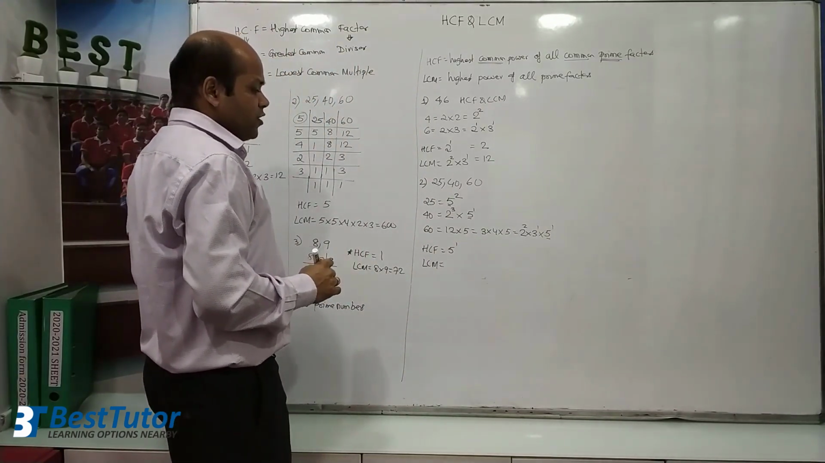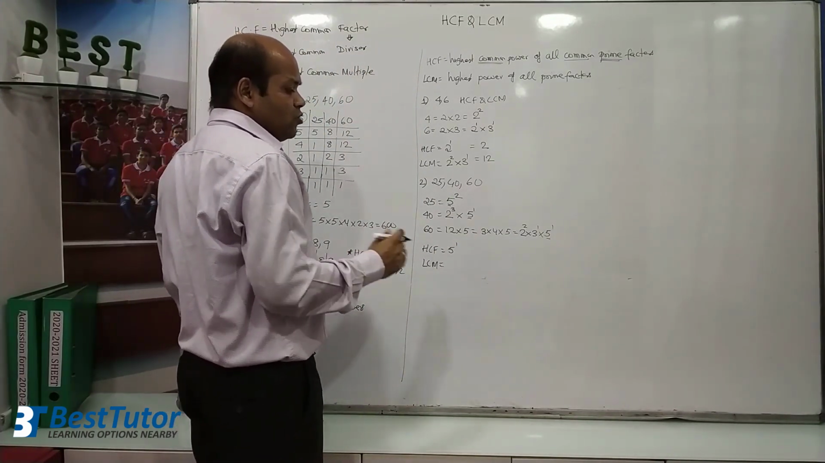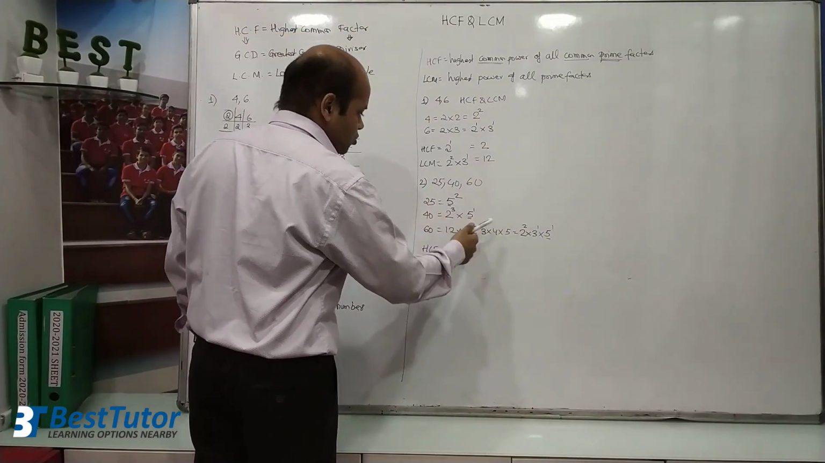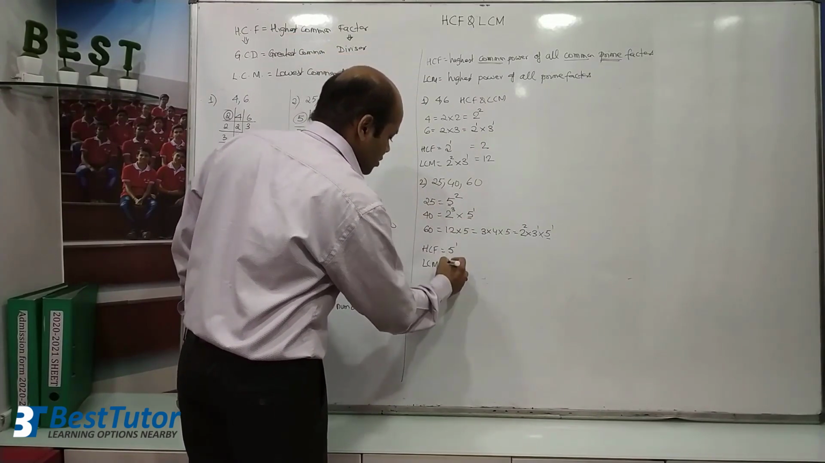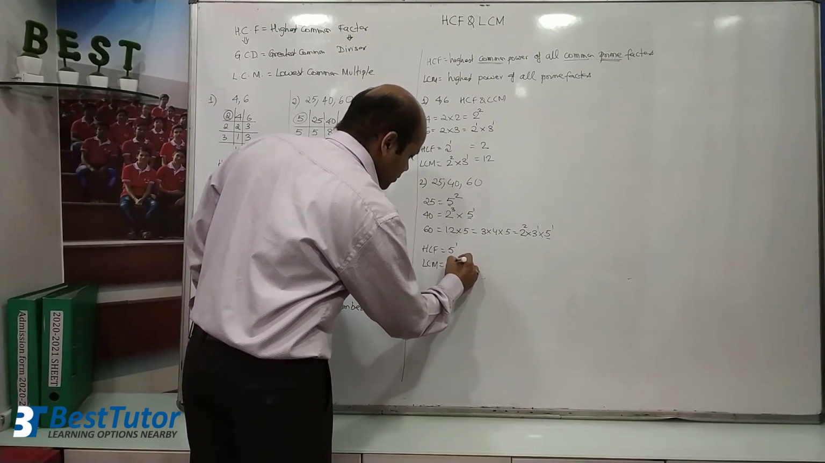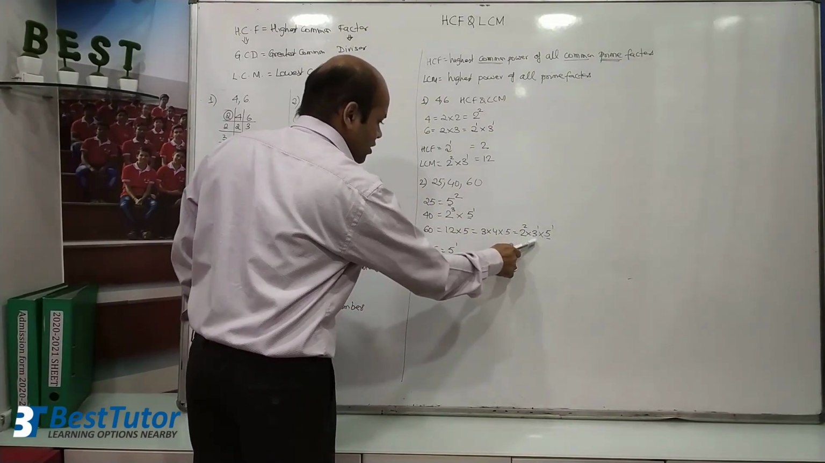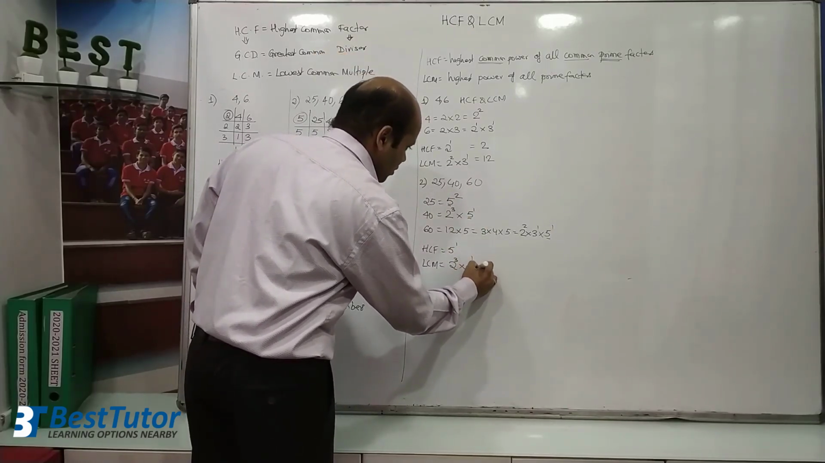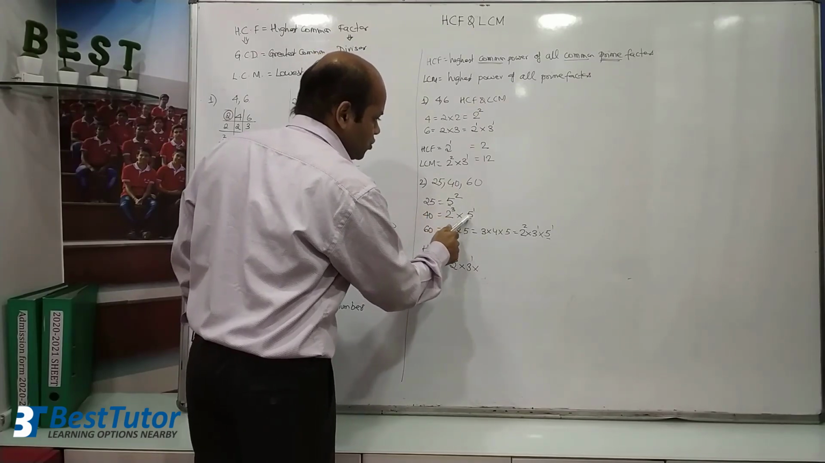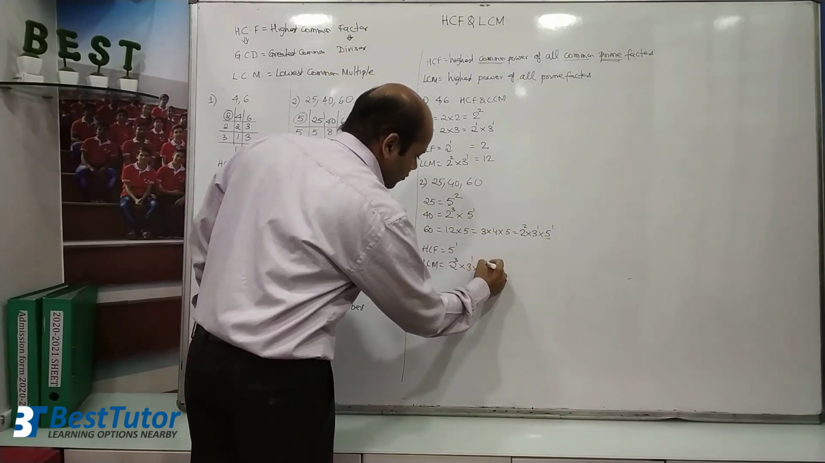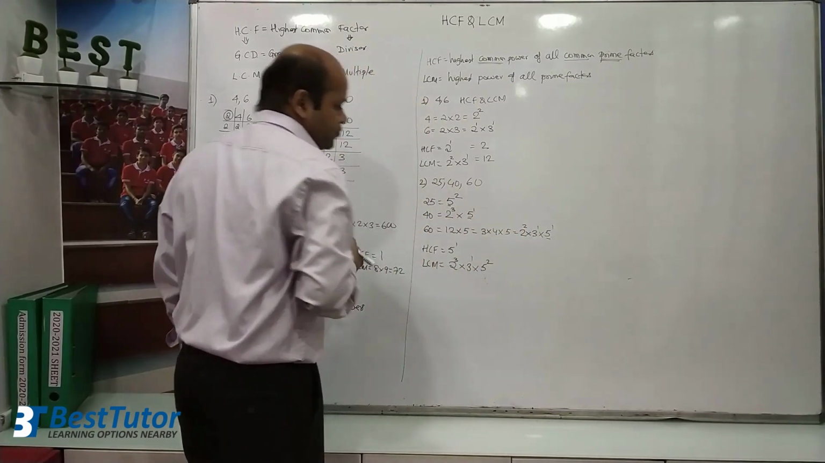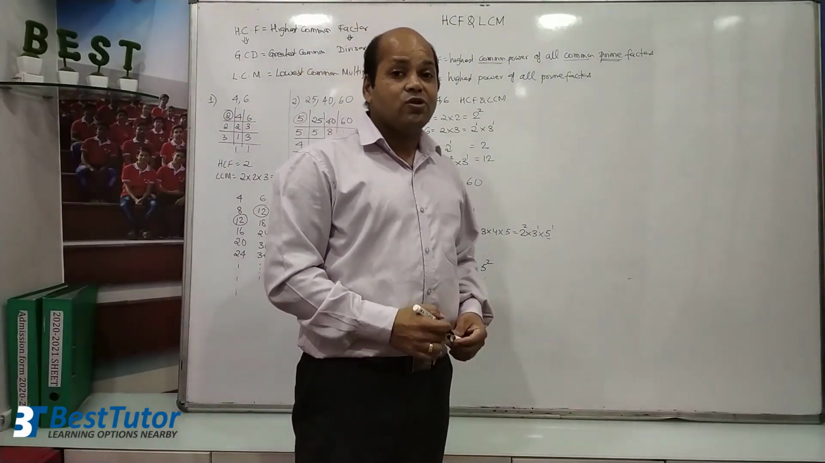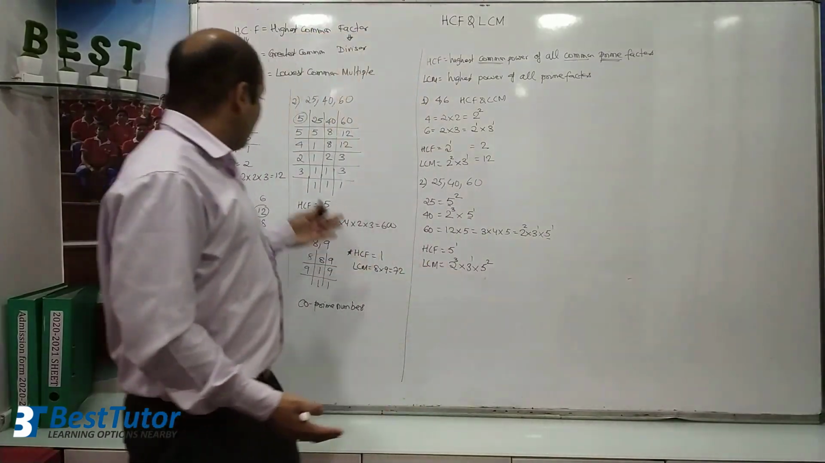LCM. We'll go with the lowest, 2. 2 square is here. There is no 2 here. Here 2 cube is here. So I'll write 2 cube into 3 raised to 1, there is no 3 in the others. So 3 raised to 1. 5 raised to 1, 5 raised to 1, so I'll take 5 square. That's another way of solving HCF LCM, which you can do orally. You will not require pen and paper.